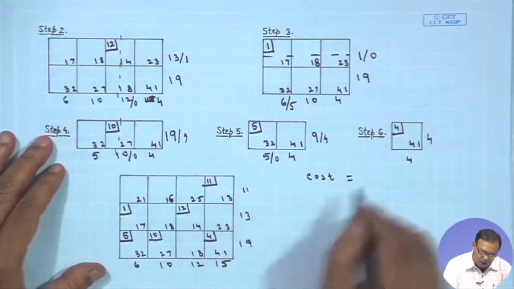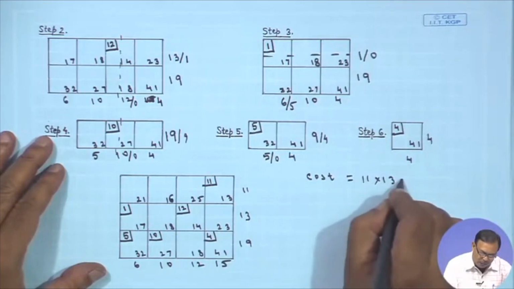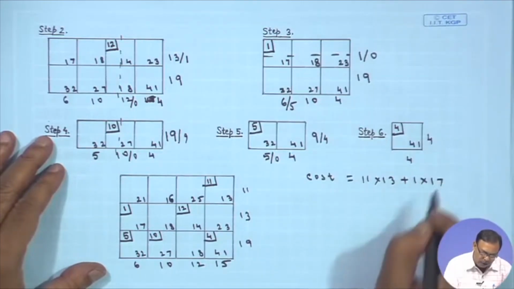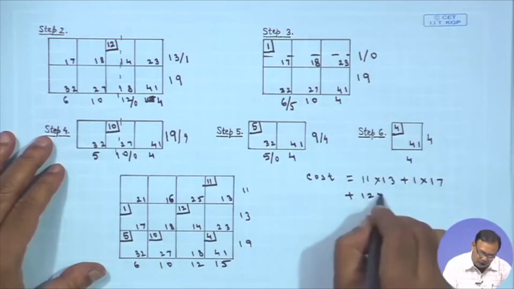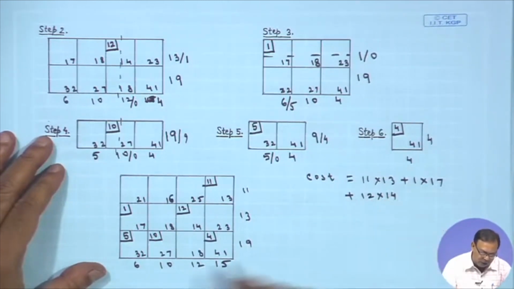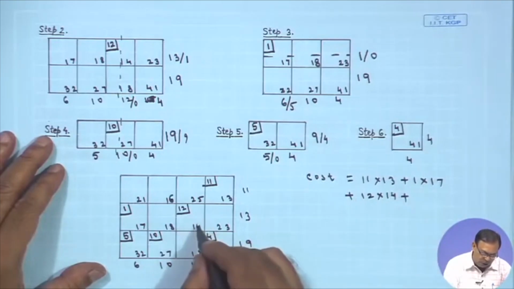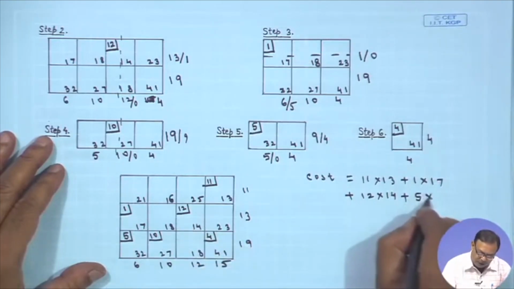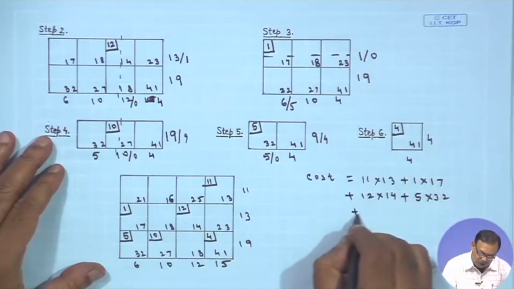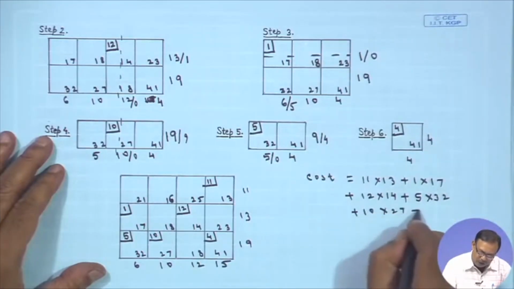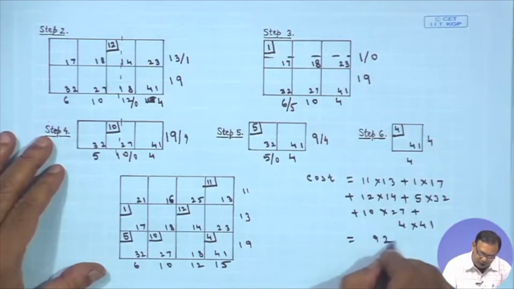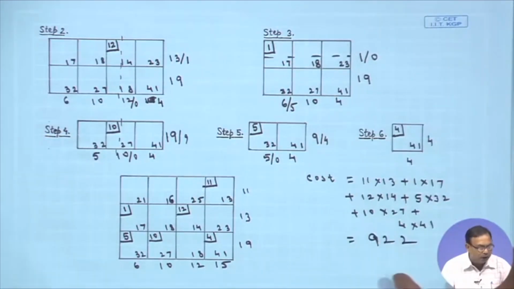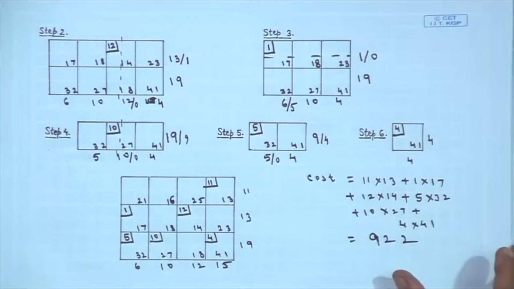Your cost will be 11 into 13 plus 1 into 17, means the multiplication of the allocation into unit cost on the allocated cells only. So, 12 into 14 plus 5 into 32 plus 10 into 27 plus 4 into 41, and the value you will obtain as 922. So, this is another method.